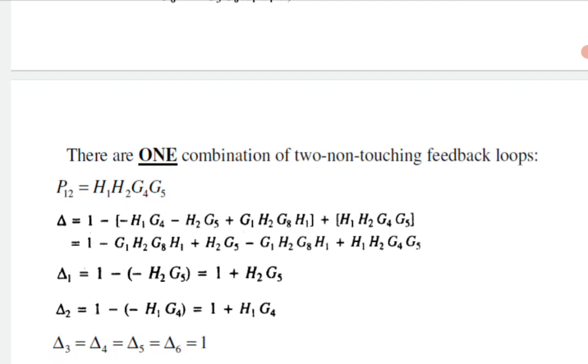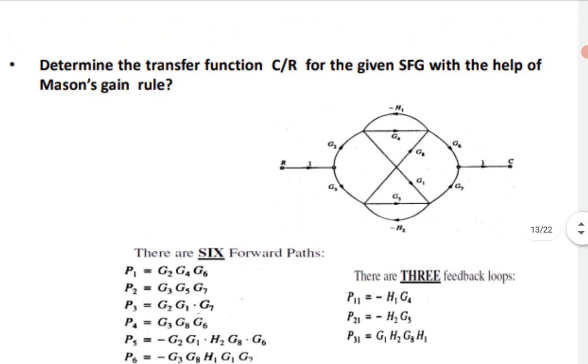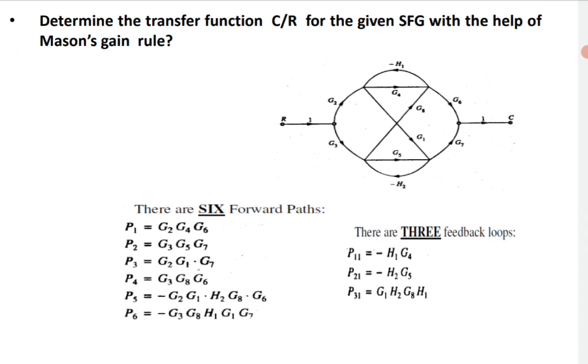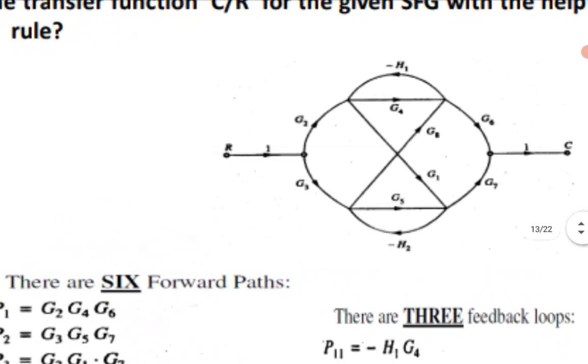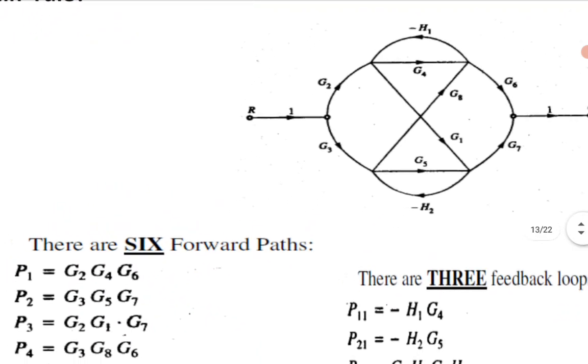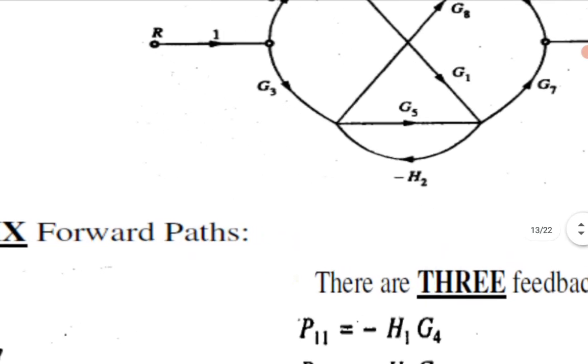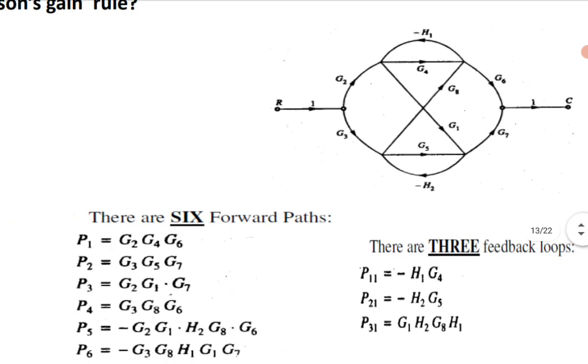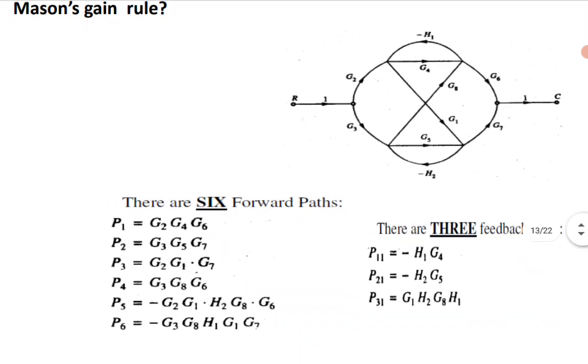Okay. Now, when I am evaluating delta 1, I am focusing on the first forward path, that is G2 G4 G6. Obviously the individual loop which is available on this forward path, minus G4 H1, should not be counted. Excluding this forward path, another isolated loop exists, that is minus G5 H2. That loop can be counted. So there is no non-touching loop pair.